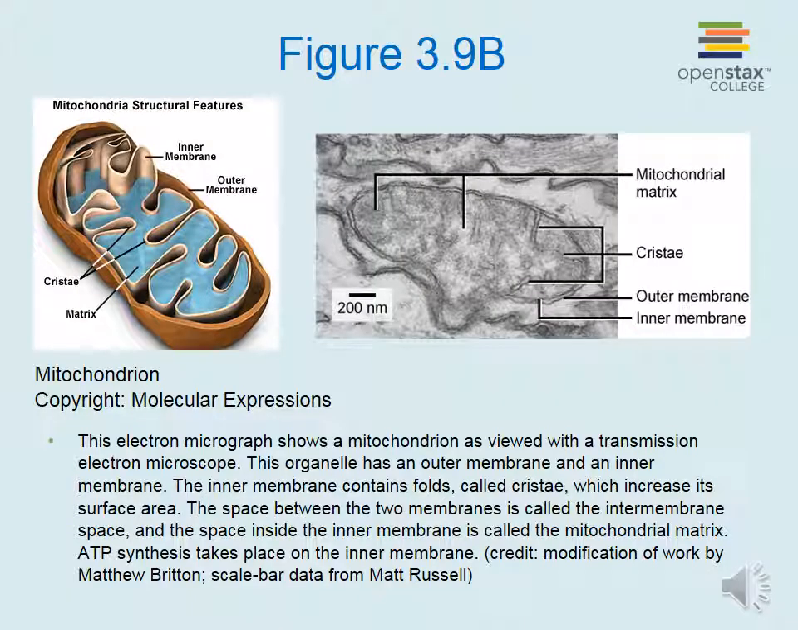Here we see a highly magnified picture of a single mitochondrion as viewed with a transmission electron microscope. This organelle has an outer membrane and an inner membrane. The inner membrane contains folds called cristae, which increase its surface area. The space between the two membranes is called the intermembrane space, and the space inside the inner membrane is called the mitochondrial matrix. ATP synthesis takes place on the inner membrane.